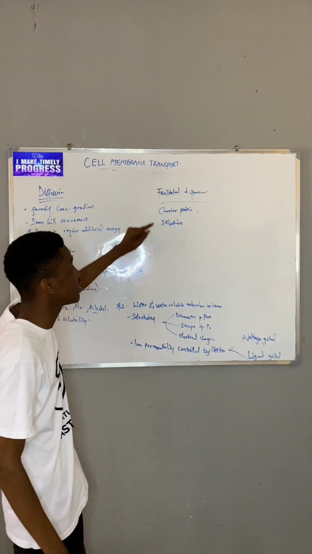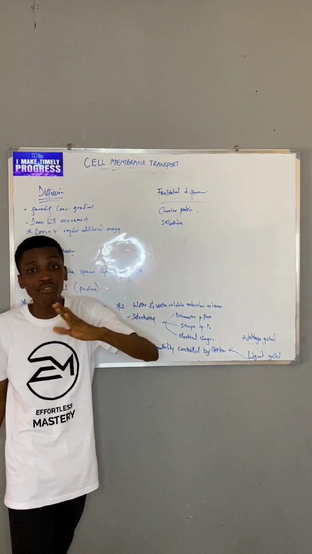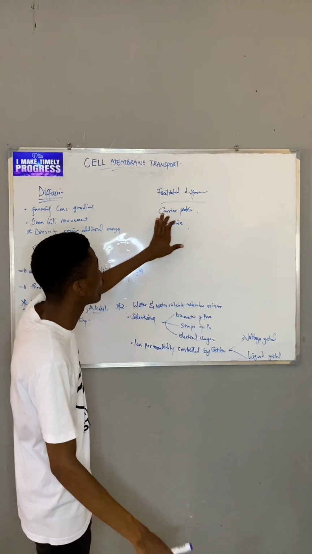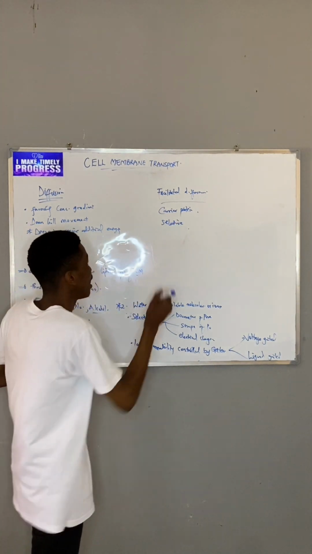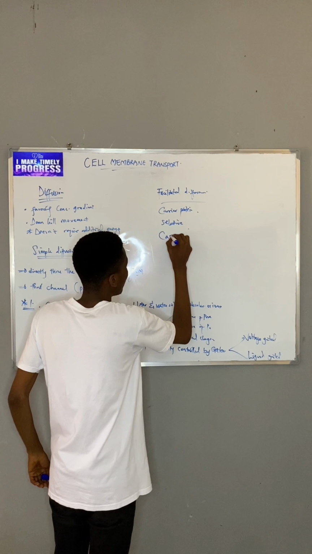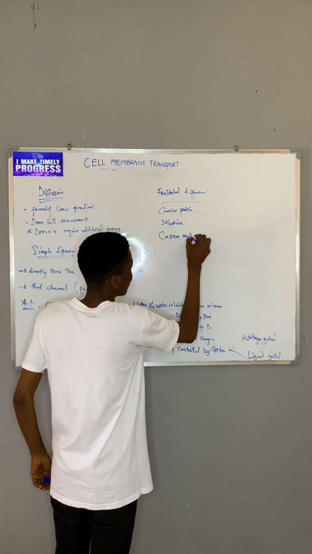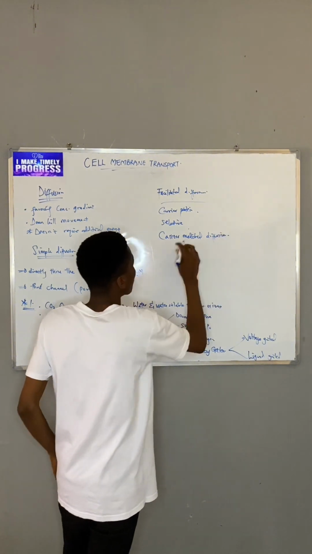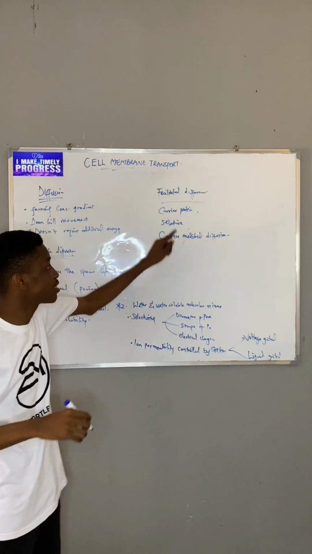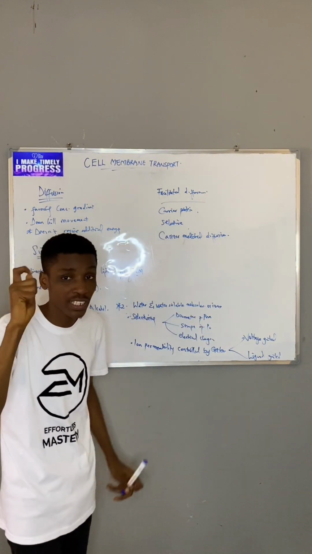So that's facilitated diffusion. Yes, it is still diffusion, higher to lower, but then they require carrier proteins and they are very selective. For that reason, they are called carrier-mediated diffusion. So they require carrier proteins and they are very selective. They only bind to specific things.